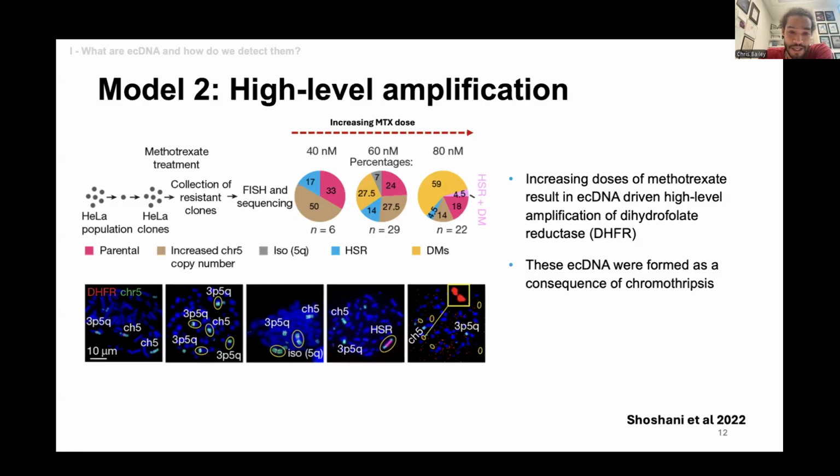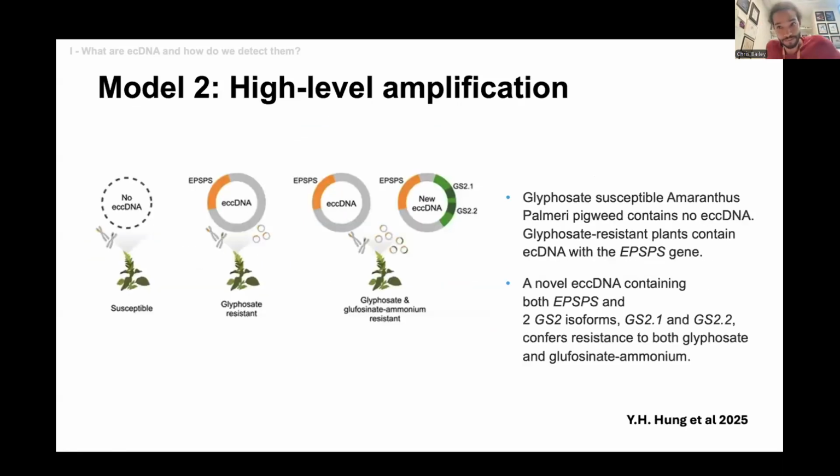We don't just see this in human cell lines, but these are seen in plants as well. So this, again, high-level amplification has been observed in Amaranthus palmeri, which is pigweed, and glyphosate-resistant Amaranthus palmeri contains ecDNA with the EPSPS gene. And EPSPS is the target of glyphosate in the Amaranthus palmeri. And a paper published this month has shown that a new ecDNA has been described, which is resistant to both glyphosate and glufosinate ammonium. So this is a mechanism of resistance that occurs not just in humans, but has occurred in plant biology as well.